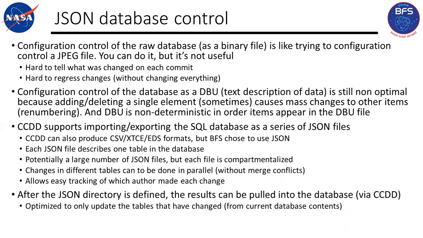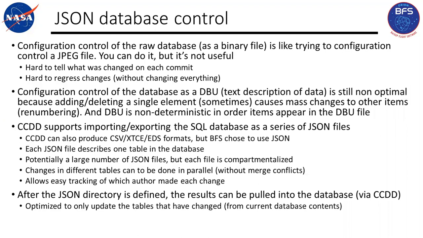Ultimately what we landed on was using a series of JSON files, each one describing one table in the database. That does make a large number of JSON files, but each file is very compartmentalized, and the changes for that table live in that JSON file. It allows people to work on different parts of the database in parallel without merge conflicts, as they're each able to work on their own JSON files. And because we're using Git with all of our databases, each of those individual JSON files is tracked by the author as they make changes. So it keeps an easy way to track who's making changes, and why and where.